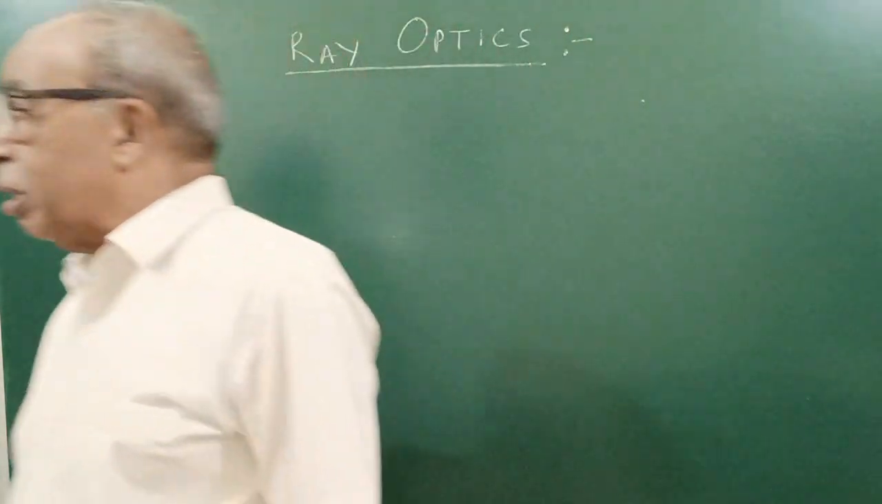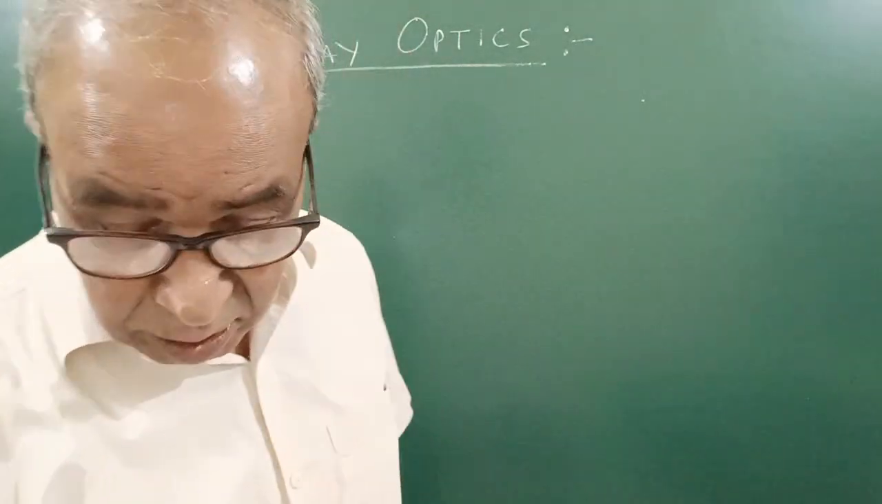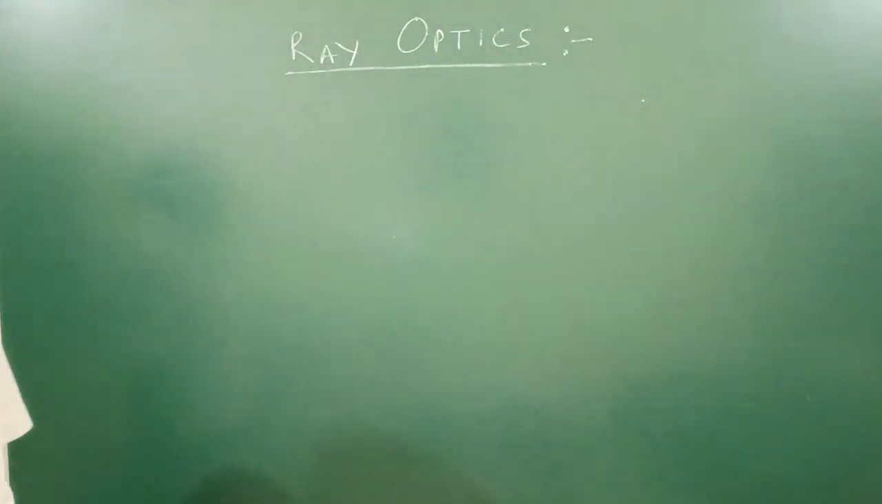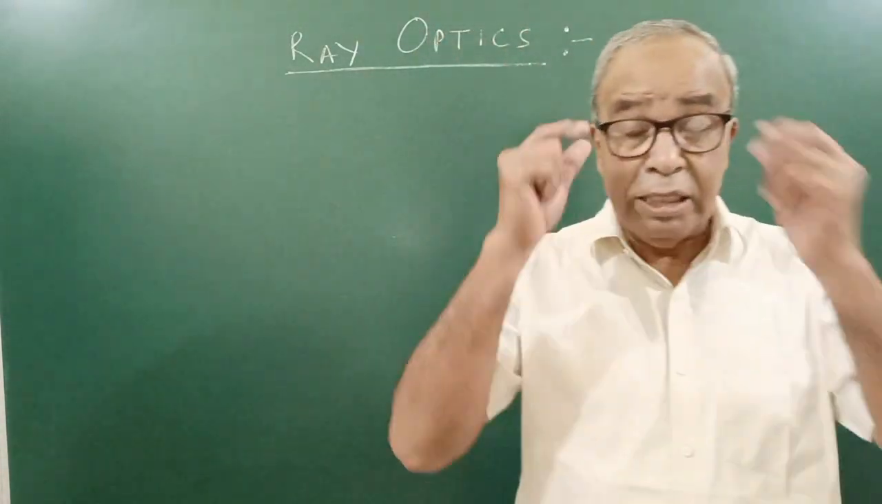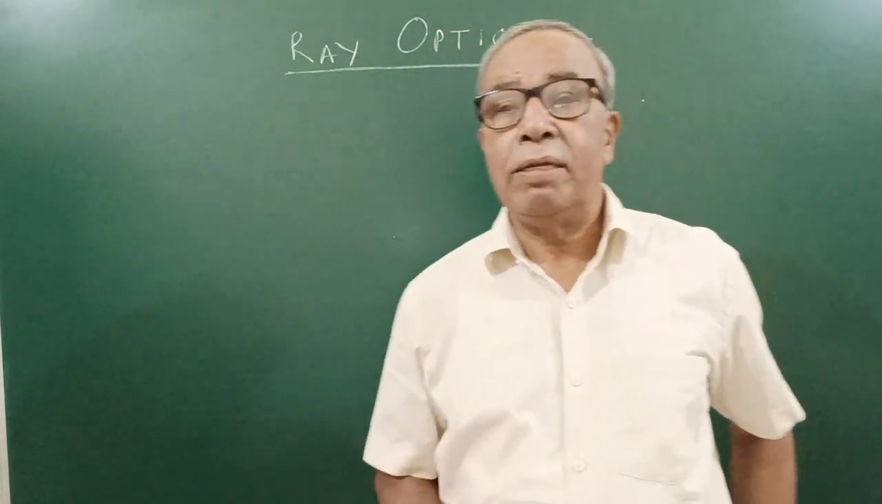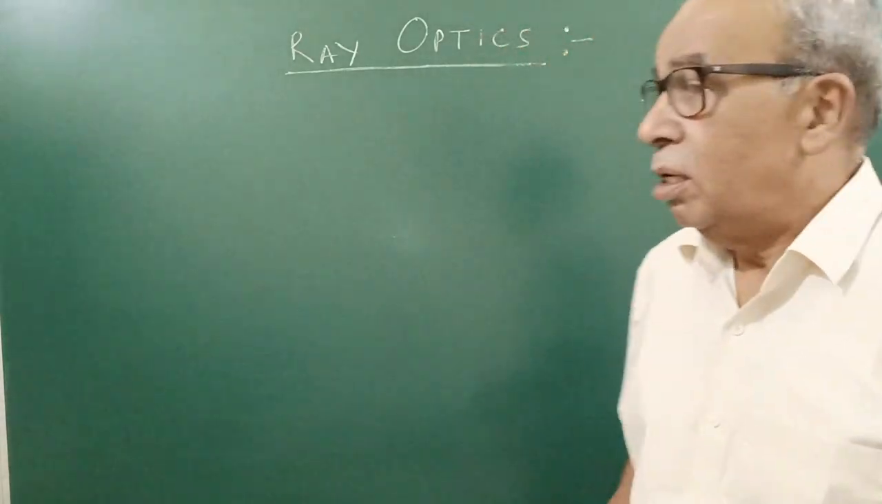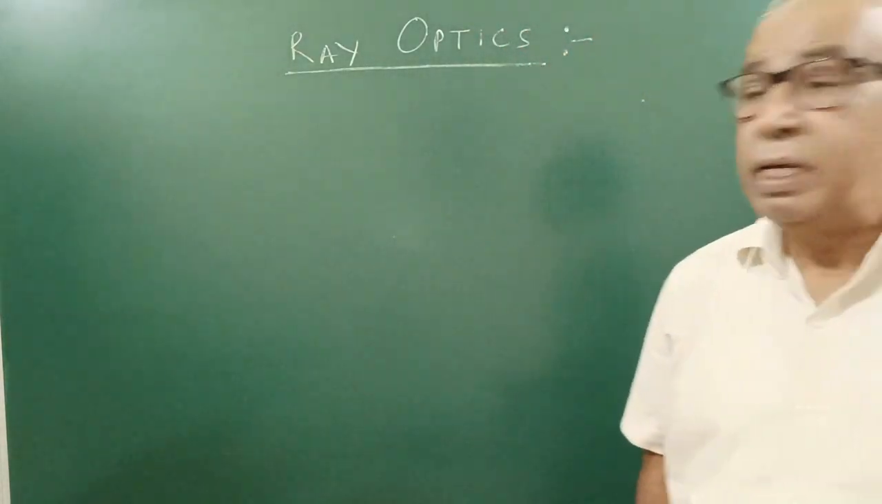Actually, what is the meaning of ray optics? The study of the sensation of sight and light. How do we see the objects? How do we see the distance, different images? That scientific study of light and sight is ray optics.